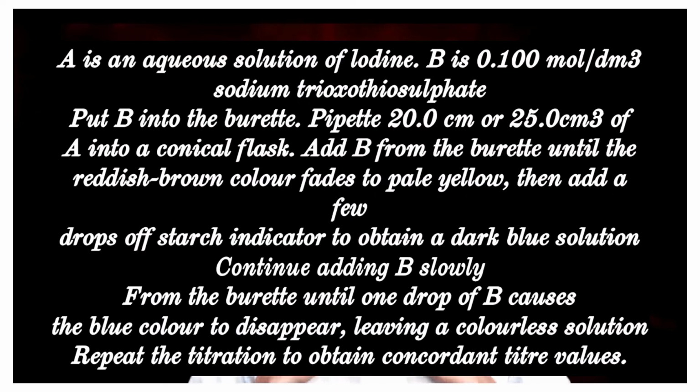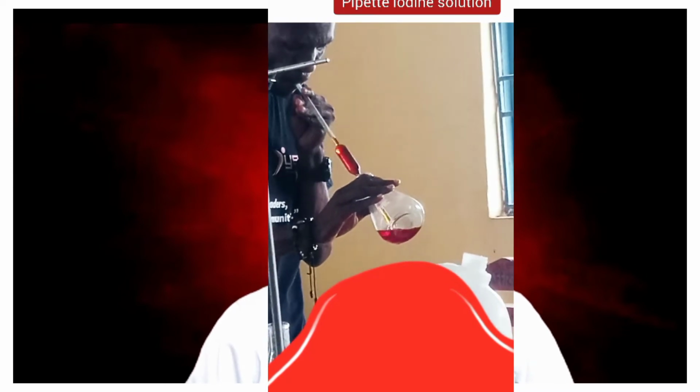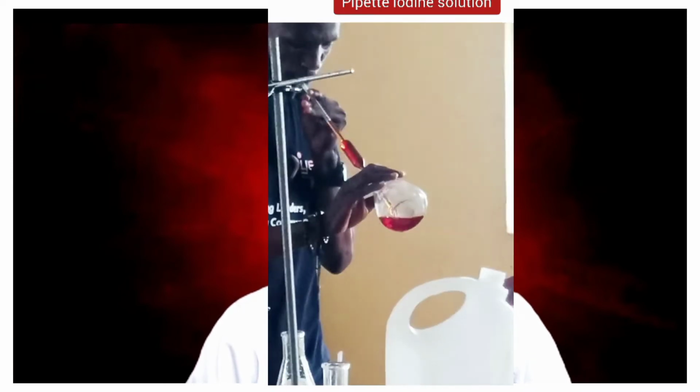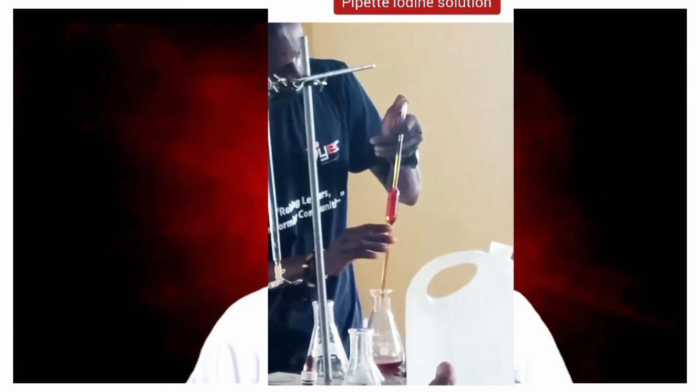Now, the question for this year will be displayed on the screen now. If you look at this question very well, it's not a conventional acid-base reaction. In acid-base reaction, we fill into the burette acid and we pipette our base. We always use A to represent our acid and we use B to represent our base. But in this case now, iodine solution is our A, whereas sodium thiosulfate is our B.